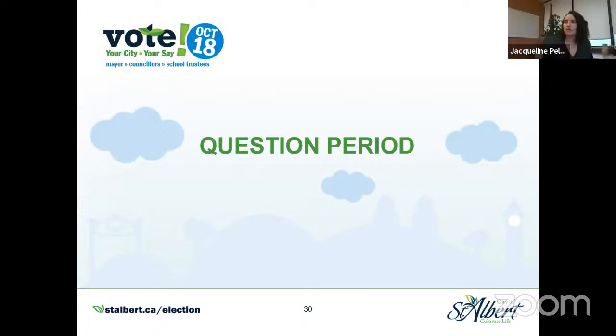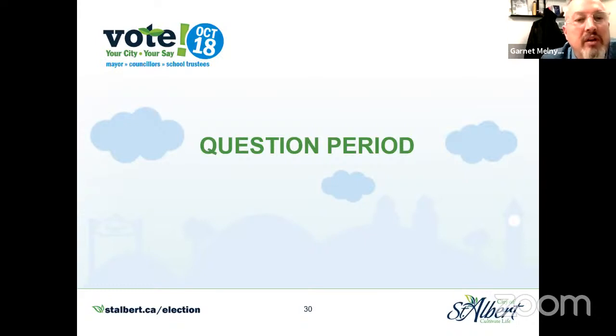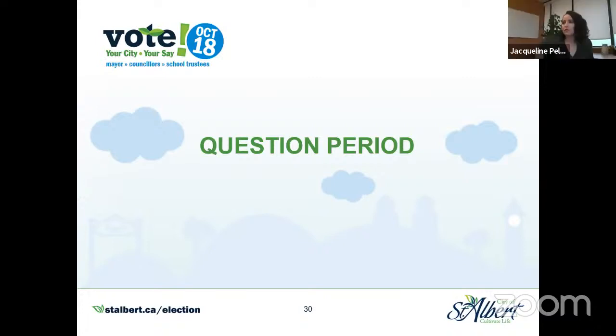All right, Kevin, I'm just trying to interpret your question. So is your question, are signs allowed on the doors of vehicles? Is that what you're asking? All right, so that is the question. So Garnet, are election signs permitted on the doors of vehicles? No, the election signs are not permitted on the doors of vehicles. Okay, perfect. Kevin, I do hope that answered your question.